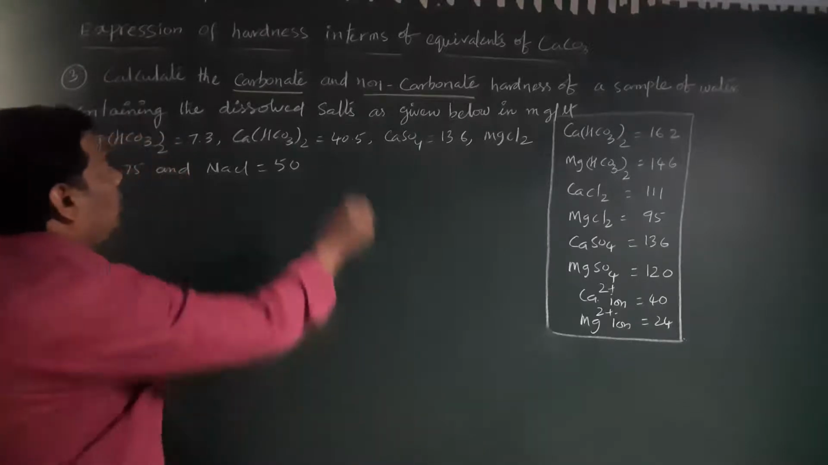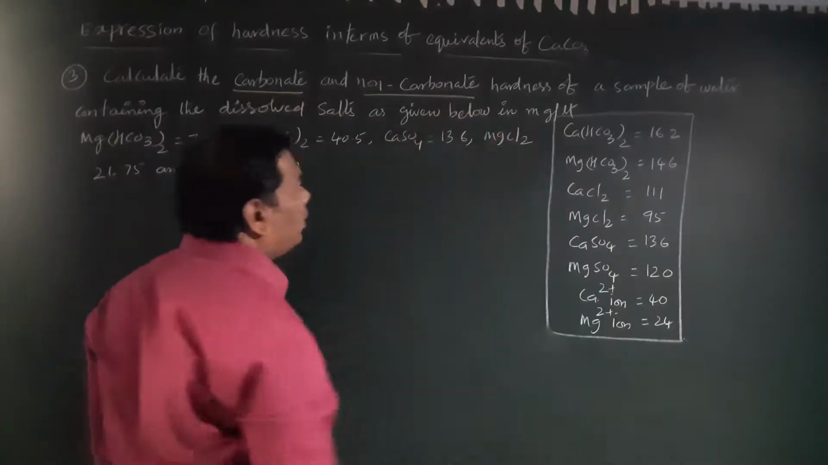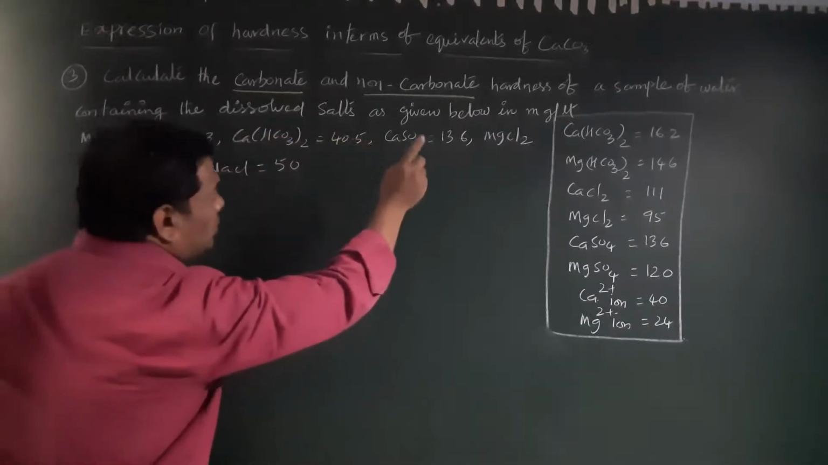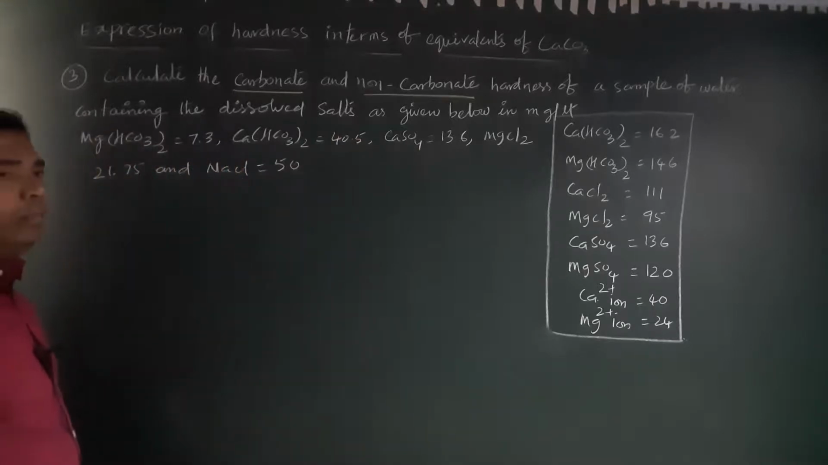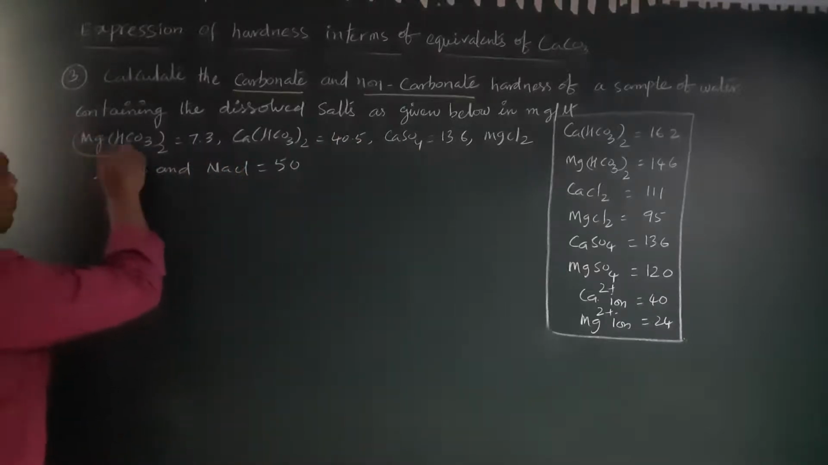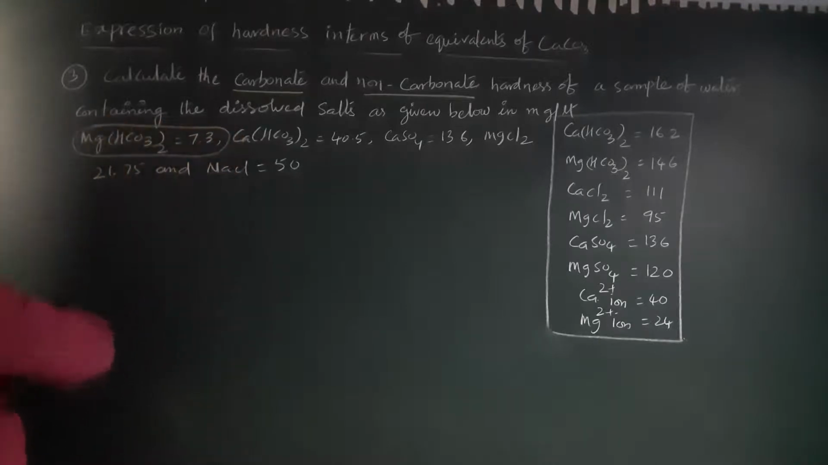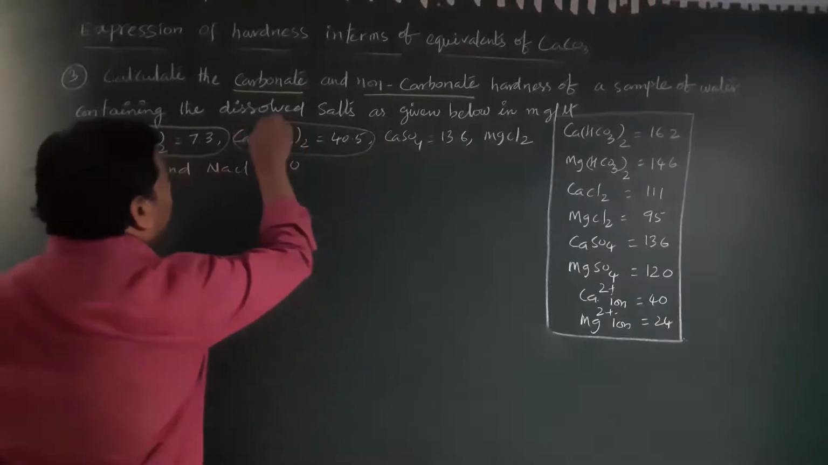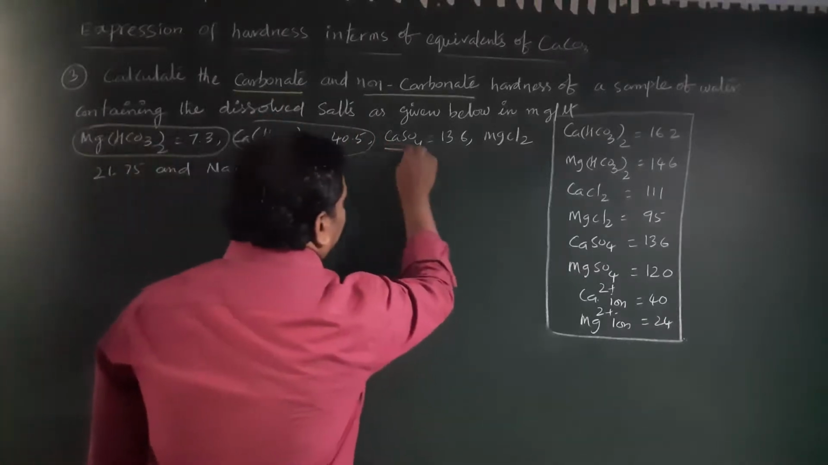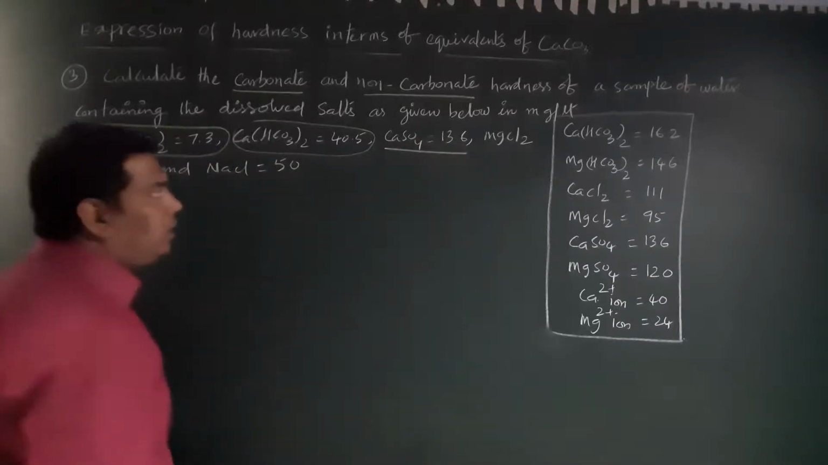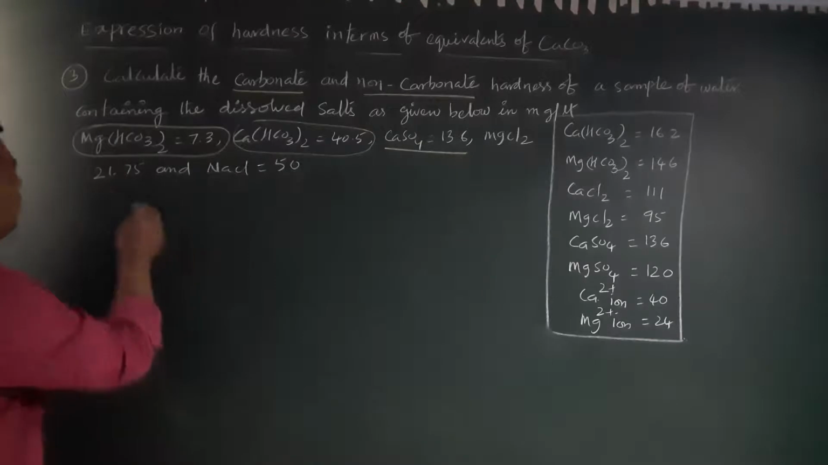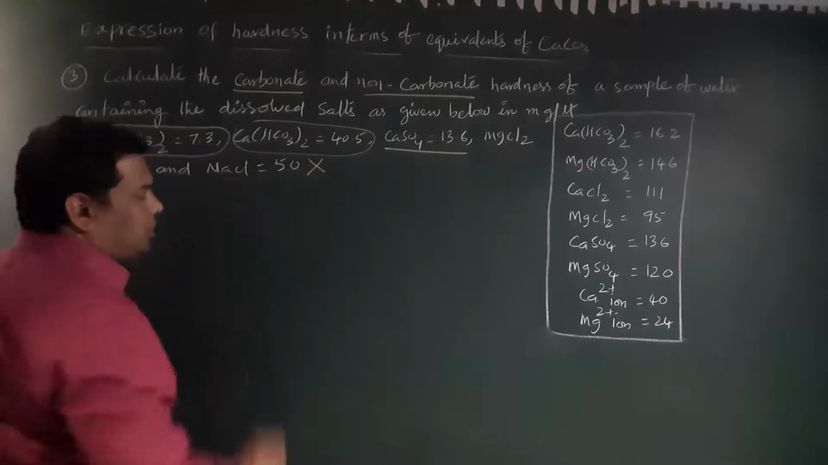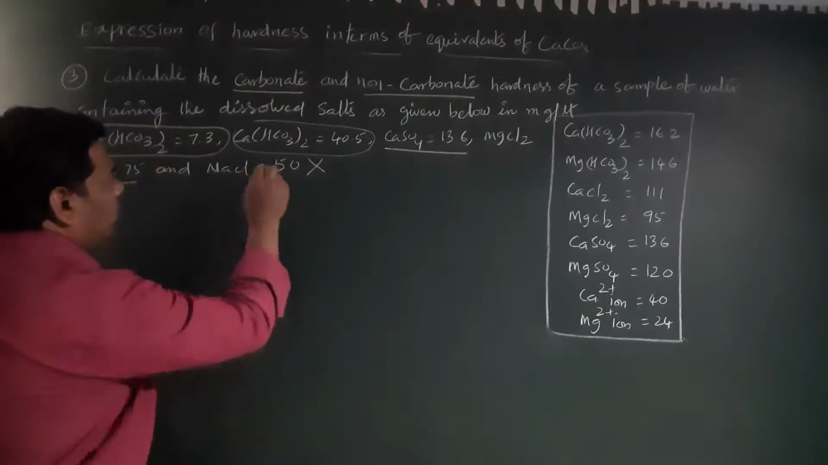Calculate carbonate and non-carbonate hardness of a sample of water containing the dissolved salts as given below in milligram per liter. The water sample contains 7.3 milligrams of magnesium bicarbonate, 40.5 milligrams of calcium bicarbonate, 13.6 milligrams of calcium sulfate and 21.75 magnesium chloride.